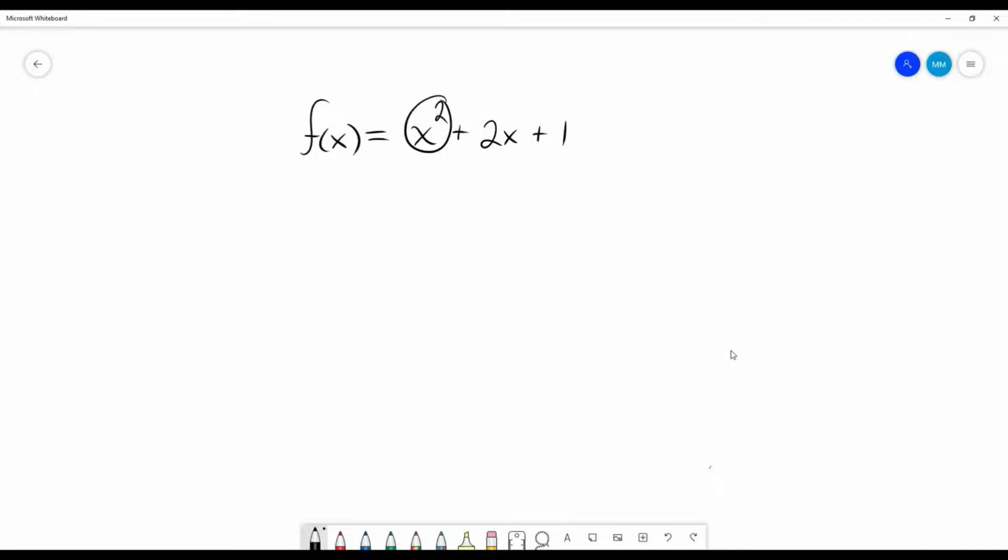So it's just the derivative of x squared, which would be 2x because of our power rule, plus 2, because this is also because of the power rule, actually. Let me pause.